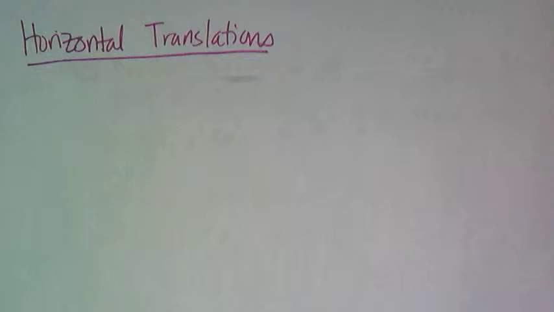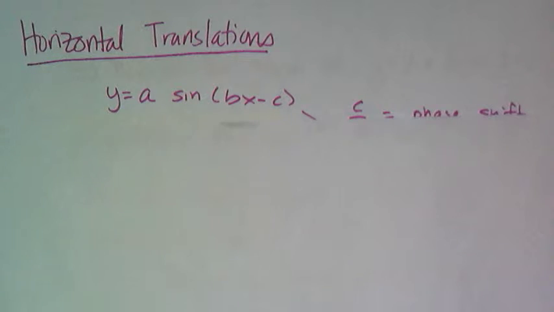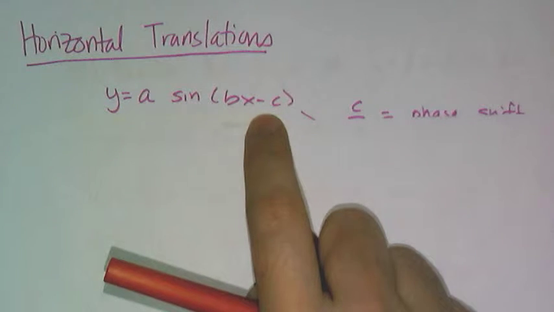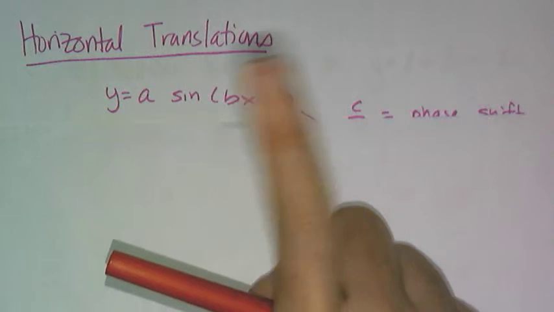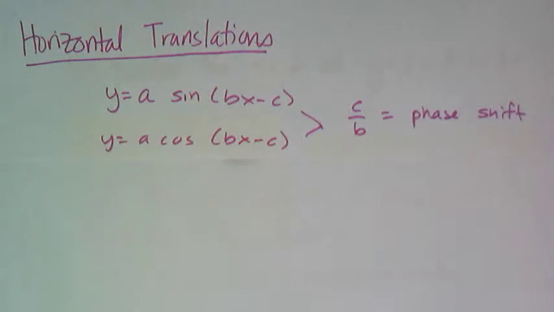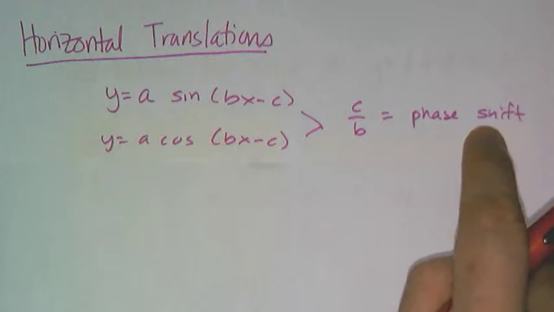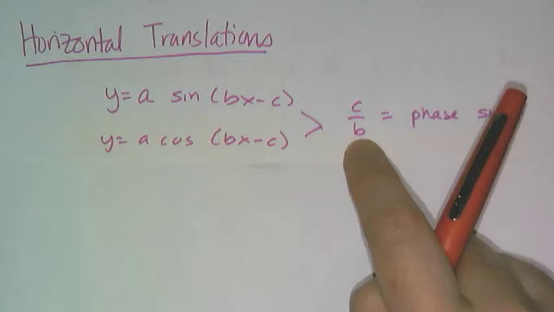Translations horizontally are going to be the c, right? Because it's the same thing with other functions like point slope form or vertex form of a quadratic. If inside the parentheses before I squared, I added or subtracted, I'm going to cause a left or right shift. Same thing here. And we call it a phase shift with trig functions. So it's going to be c over b.